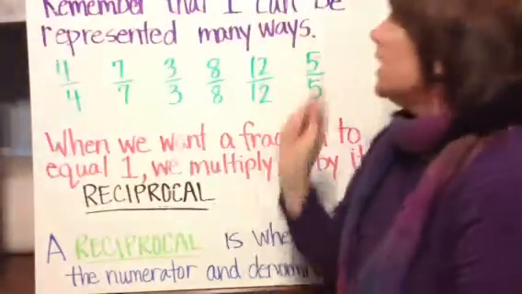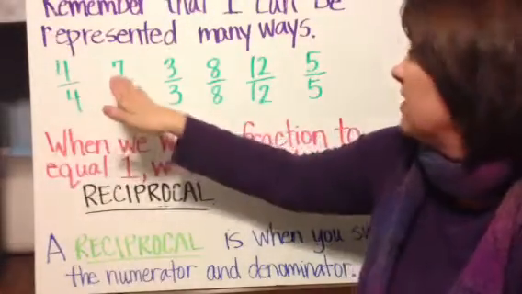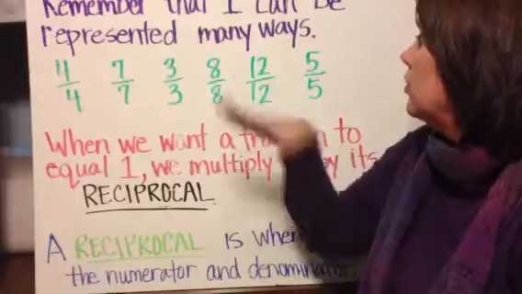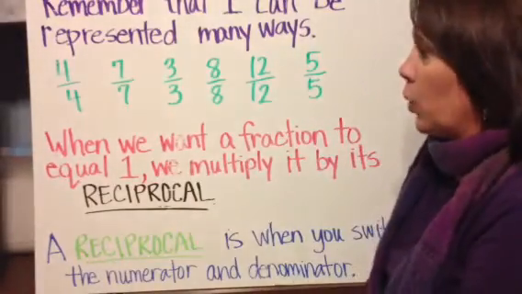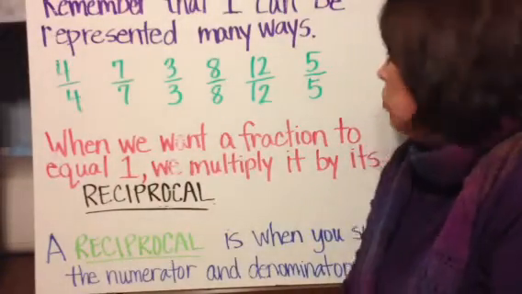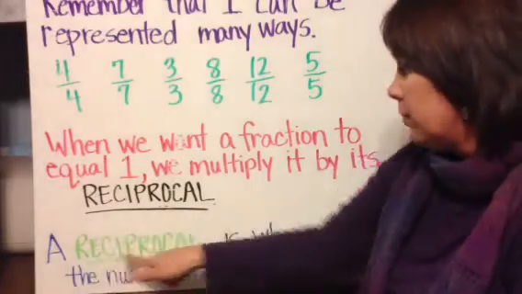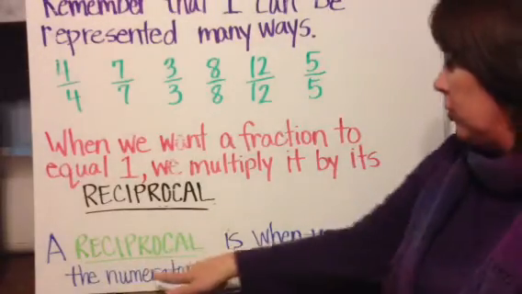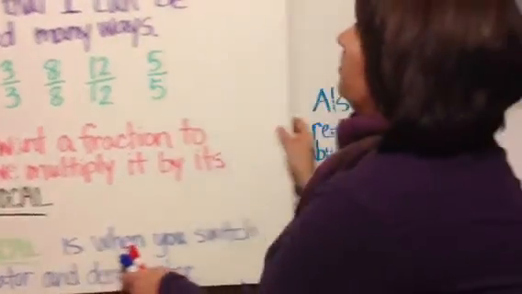Remember that 1 can be represented many ways. For instance, 4/4, 7/7, 3/3, 8/8, 12/12, 5/5, all of these are equal to 1 whole. Well, when we want a fraction to equal 1 whole, we multiply it by its reciprocal. And a reciprocal is when you switch the numerator and the denominator. Let me show you some examples.